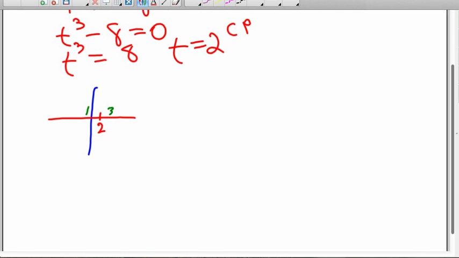I don't know why I picked 1. Does that go to your original function? No, your first derivative. So you want to figure out whether it's increasing. So we'll plug 0 into t cubed minus 8, which is negative 8. So this side's decreasing. And we'll plug 3 into it, which is 27 minus 8, it's 19, so it's increasing. So if you're going from decreasing to increasing, you know you have a relative minimum. So 2 is a minima, or minimum.